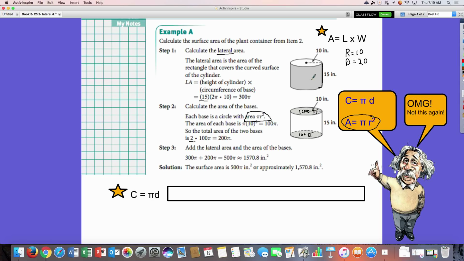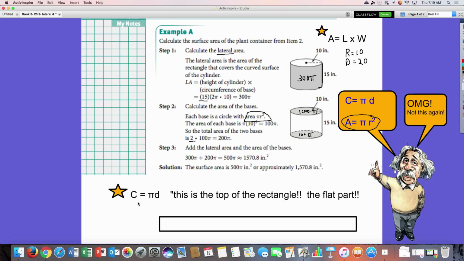And I know the area of that is 300 pi because we figured that out. That was the height times the circumference, or length times width. That is how you do it. Those are both steps. Remember, circumference is pi d. That's the top of the rectangle, the flat part. It's like I'm cutting off the side of this tube. You're going to need both these formulas to solve these problems. My poor Einstein said, "Oh my God, not this again."